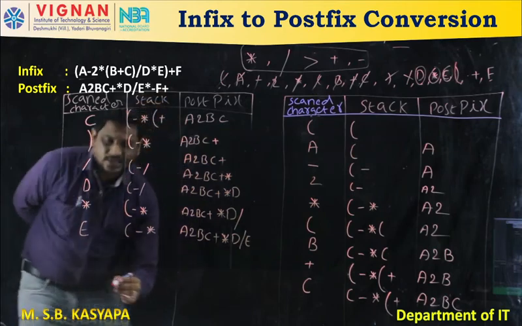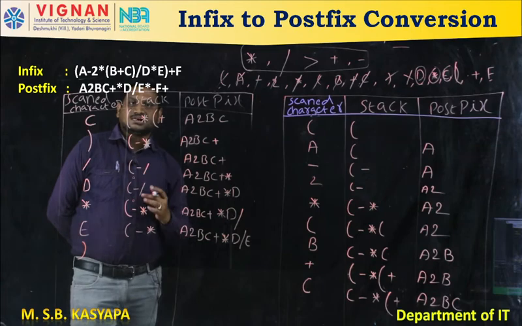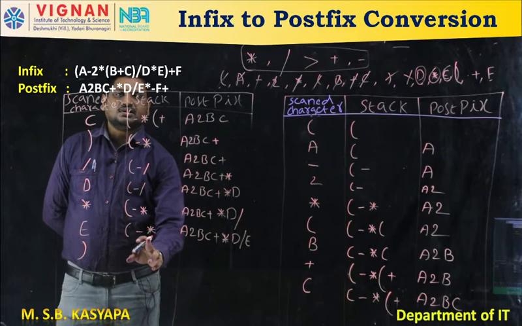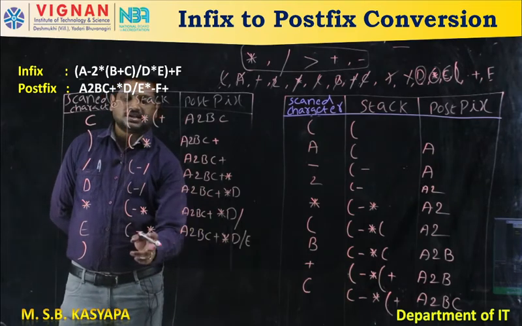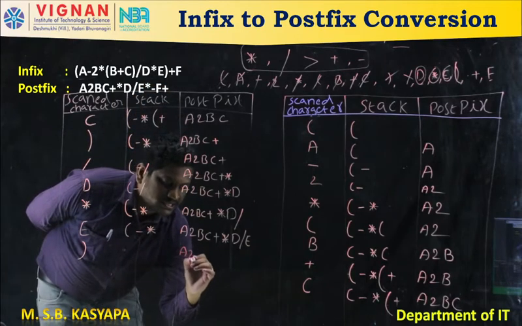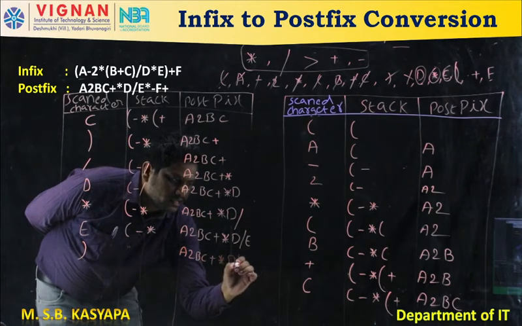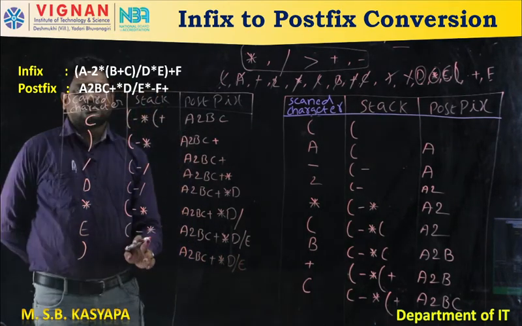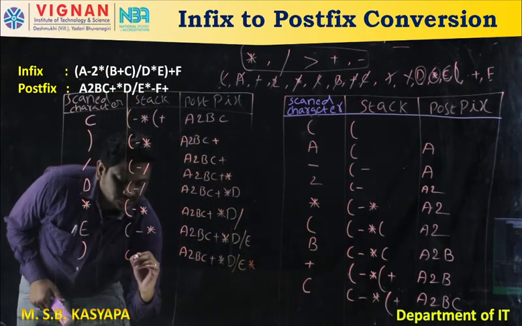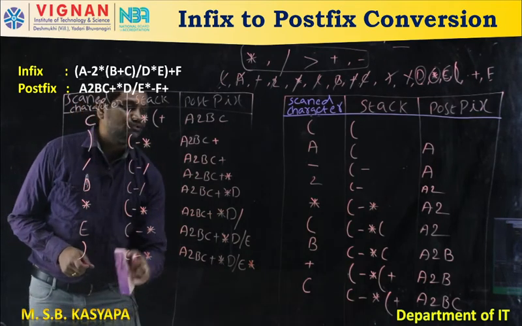Next, closed bracket. Now, what is a closed bracket? If a closed bracket occurs, then whatever operators are available in the stack, one by one will move to the postfix expression until I find an open bracket. So, now my expression is A 2 B C plus into D by E. Now, what are the operators? So, the first one is star. Star moves to the postfix expression. Am I right? So, actually I have operators like this. Now, one by one, until the open bracket, I have to move them to the postfix expression.